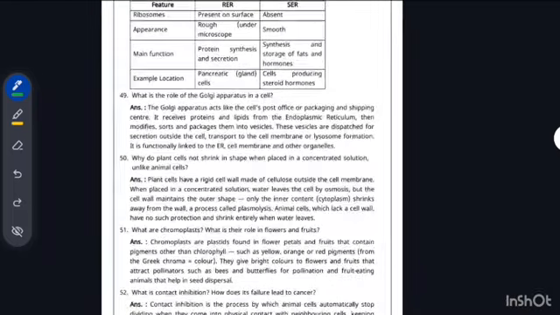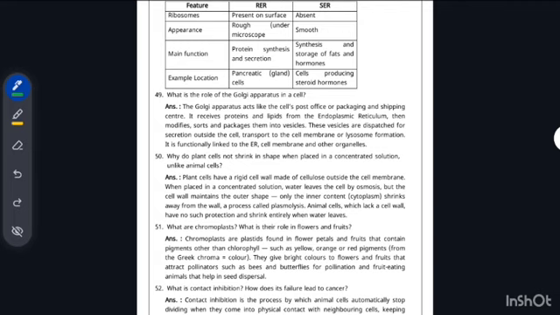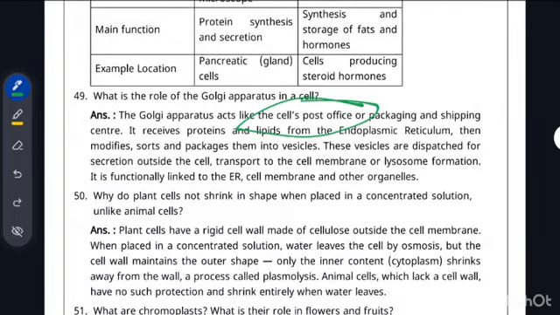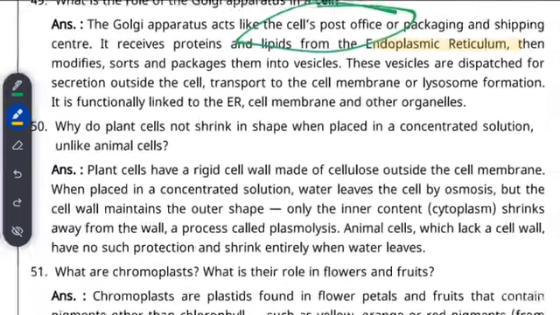What is the function of the Golgi apparatus? So look, the Golgi apparatus acts like the cell's post office. This term is to be remembered. Packaging and shipping center. It receives proteins and lipids from the endoplasmic reticulum. From where does it receive proteins and lipids, dear? From the endoplasmic reticulum, and then modifies, sorts and packages them into vesicles.